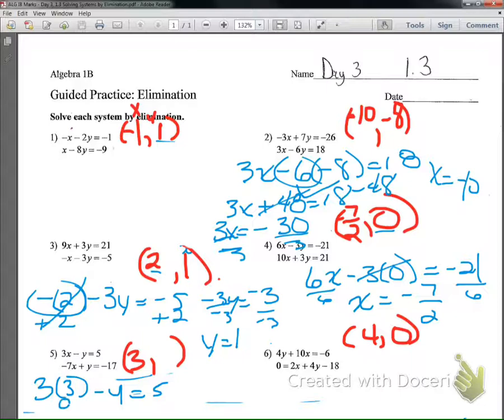3 times 3 equals 9, minus y equals 5. And then I need to bring that 9 to the other side of the equation. So I would write negative y is equal to 5 minus 9, or negative y is equal to negative 4. Then I need to get rid of that negative in front of my y, so I divide by negative 1 because that has a coefficient of 1. Divide by negative 1, that means my y then is equal to positive 4.